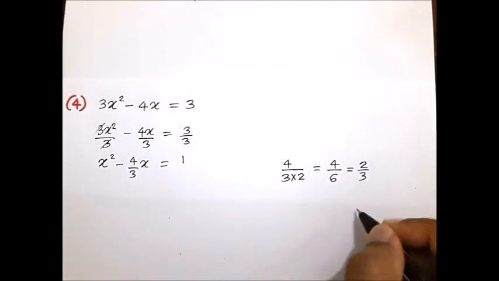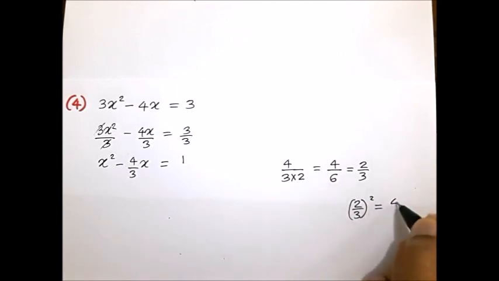Then square this value. 2 over 3 to the power 2. 2 to the power 2, 4. 3 to the power 2, 9.